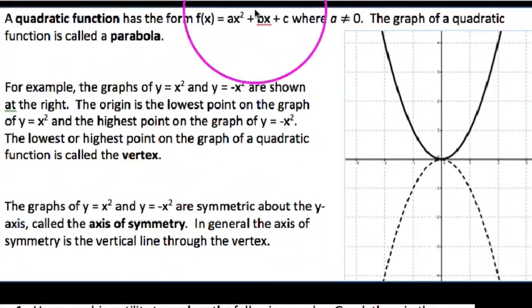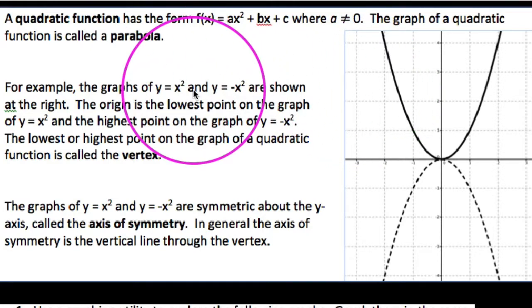Hello YouTube, this is my first video in which I'm going to explore the concepts of what we call quadratic functions. So kind of getting away from the linear functions or lines and getting into quadratic functions or parabolas. So let's go ahead and get started by defining what we mean by a quadratic function.